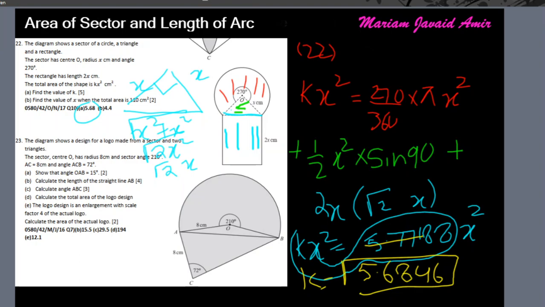Okay, next part is part B. Find the value of x when the area is 110. So we know k. I'm doing the remaining part over here, part B. So k x square equals 5.6846 x square, and this is the area, which is actually equal to 10. So divide this answer with 10. 10 divided by answer, then take square root and we get 1.32, which is not the answer. Oh, it was 110.